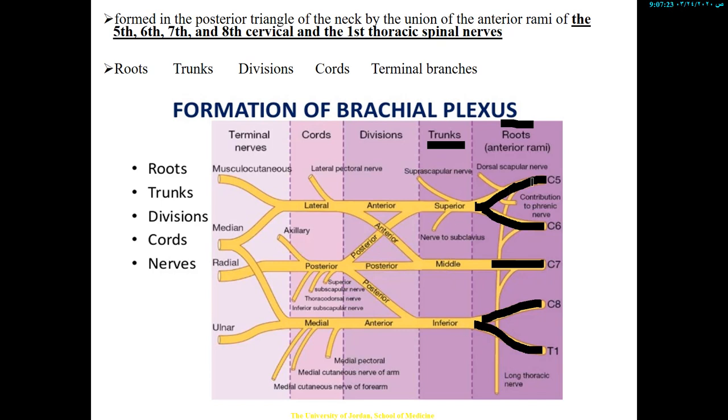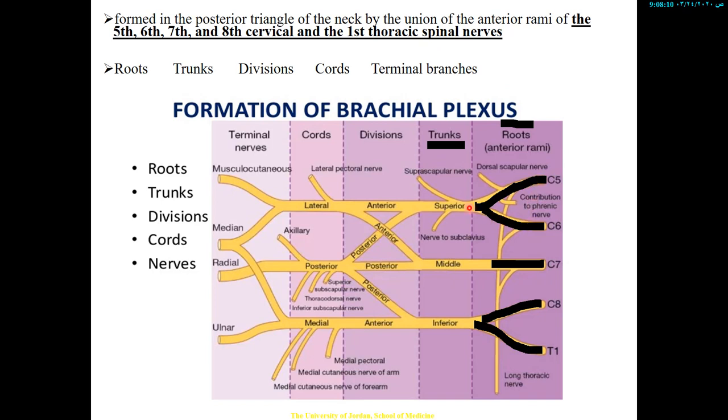Now, as you can see, the brachial plexus is a union of the lower four cervical nerves plus T1. This is the definition of the brachial plexus. It is formed in the posterior triangle. We already talked about the posterior triangle in the last lecture. And it is formed by the union of the anterior primary rami of the 5th, 6th, 7th, and 8th cervical roots plus the 1st thoracic spinal nerve.